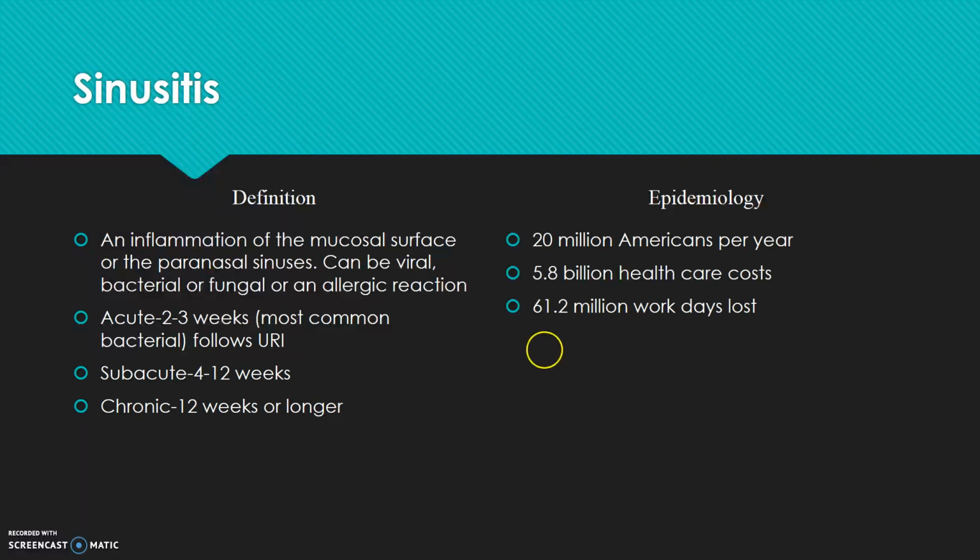So sinusitis has multiple subclassifications, but the most useful definitions include acute, subacute, and chronic. So acute is 2 to 3 weeks, subacute resolves in 4 to 12, and chronic in about 12 weeks or longer.